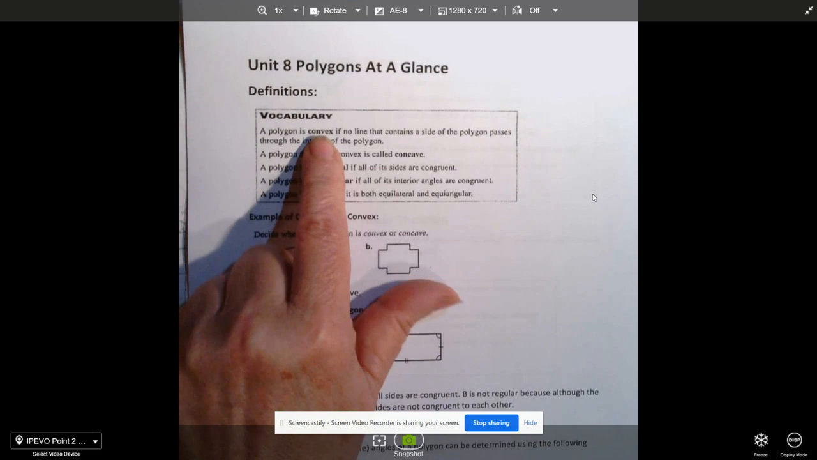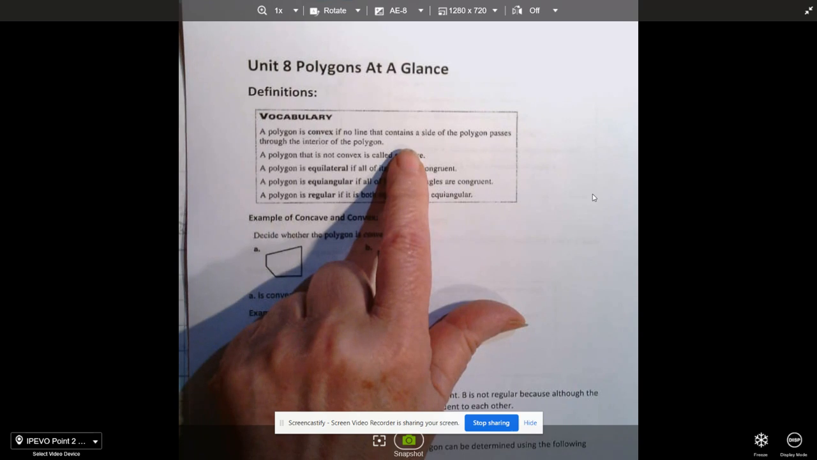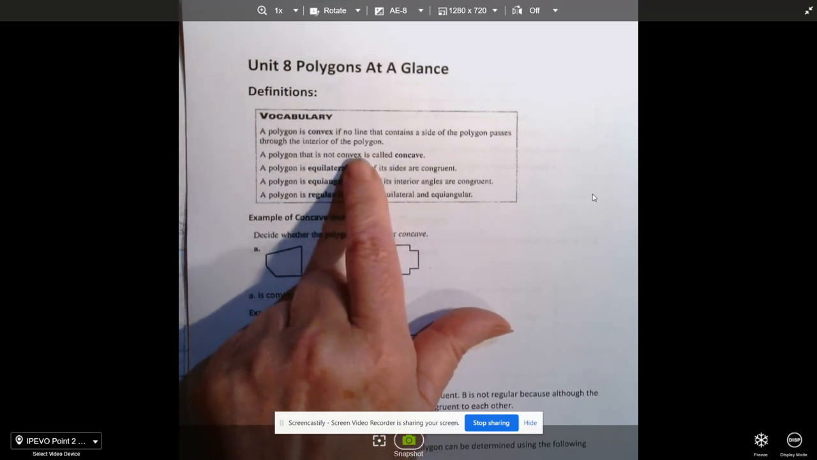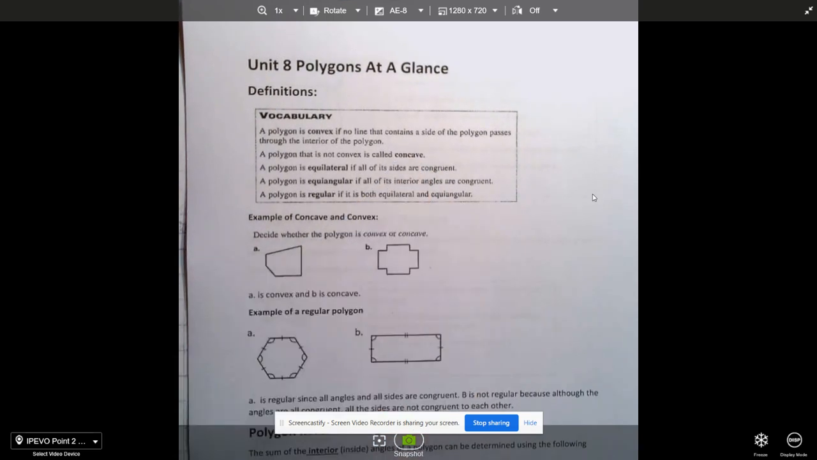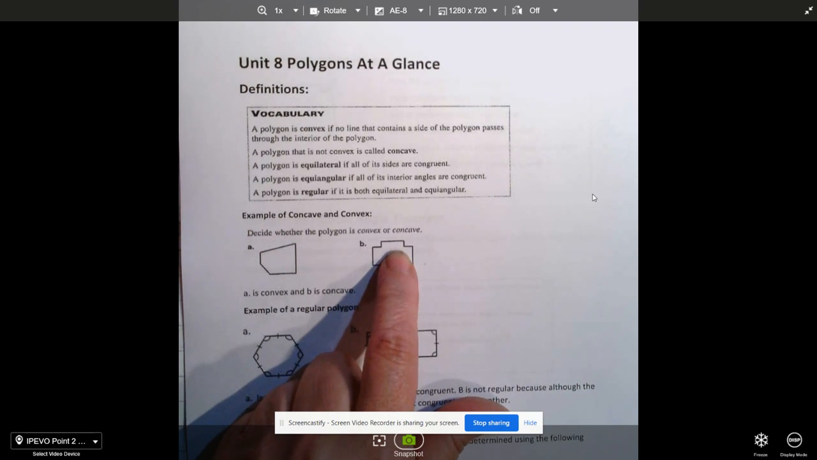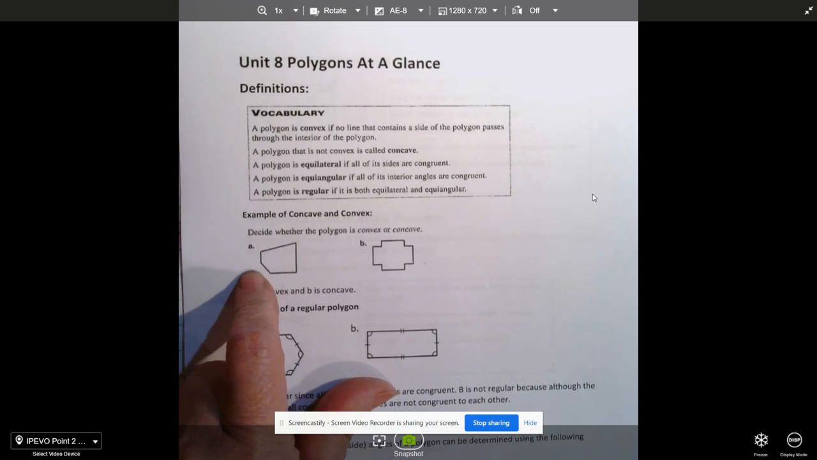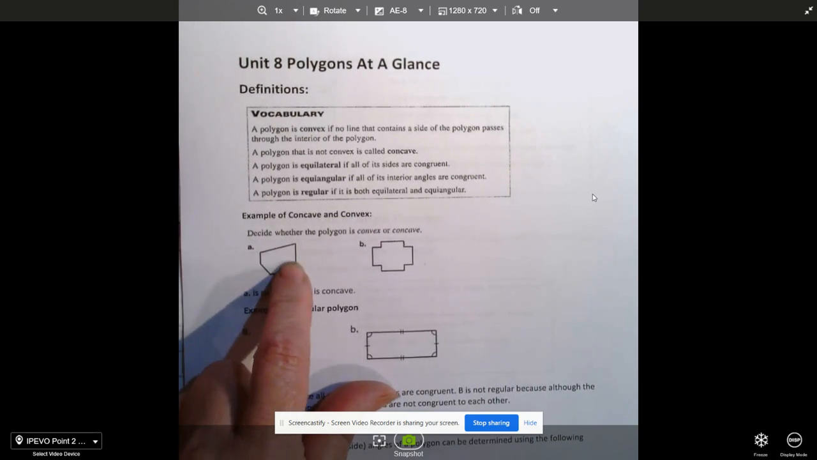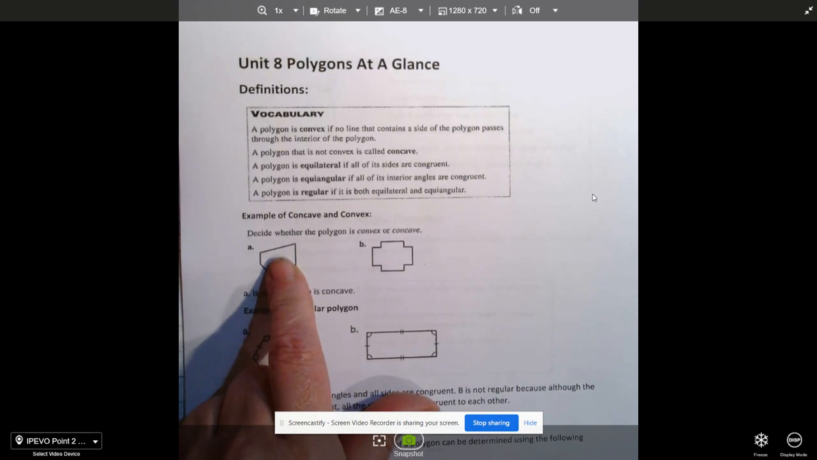So a polygon is convex if no line that contains the sides of the polygon passes through the interior of the polygon. If it is not convex, then it's called concave. I think of it this way: concave means that it caves in. So if you take a look at this one here, it caves in over here and it caves in over here. Over here, there's nothing caving in to the inside of the polygon. Everything is clearly on the outside. So this one here would be concave and this one here would be convex.